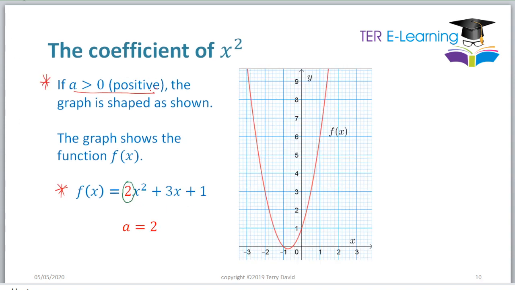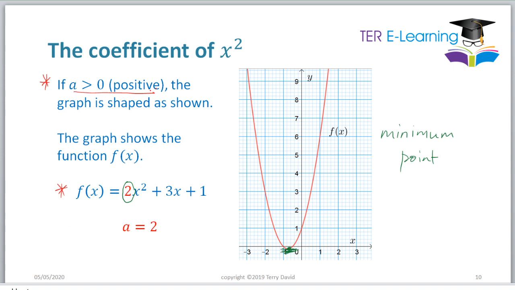So when a is positive, look at what's happening here. The graph looks like this, and what happens is that the graph has a minimum point, right? What that means is that is the lowest value of this particular function. That's a minimum point. So this point here on your graph is called a minimum point. So keep that in mind, right? When a is positive, the graph has a minimum point.